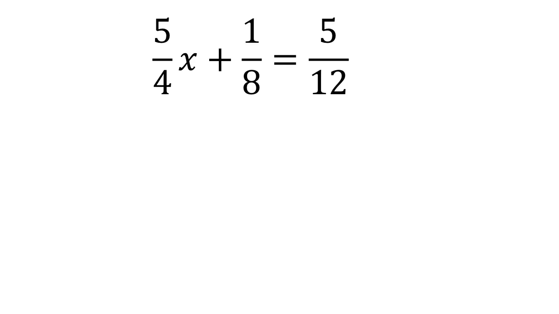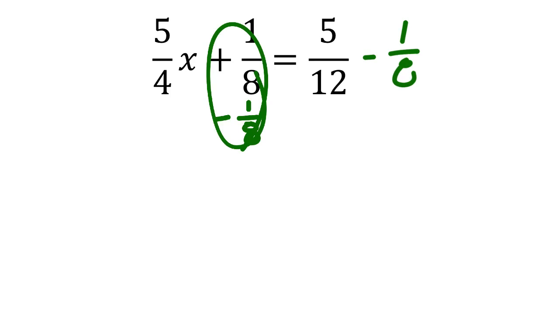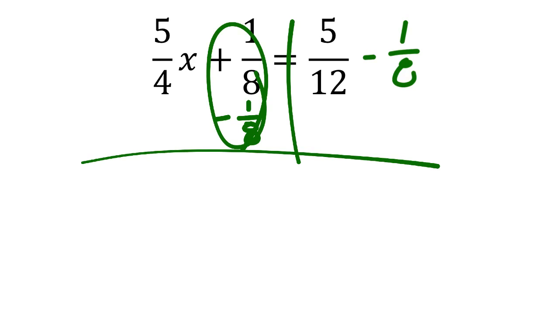All right, here we go on this one. So again, the first thing I'd want to do is get rid of that 1/8 or zero it out. So it is positive 1/8, so if I subtract 1/8, that zeroes it out, right? So minus 1/8 over here as well. I'll just use the calculator to do that work. So yeah, that gave me 7/24. So my equation now, after zeroing out that plus 1/8, I got 5/4 x equals 7/24.